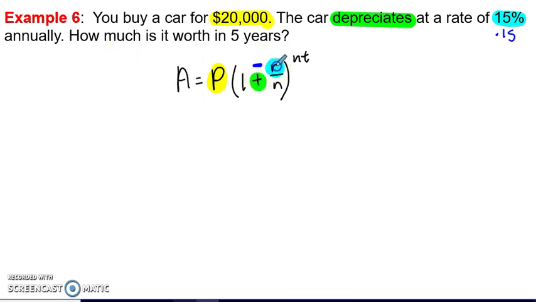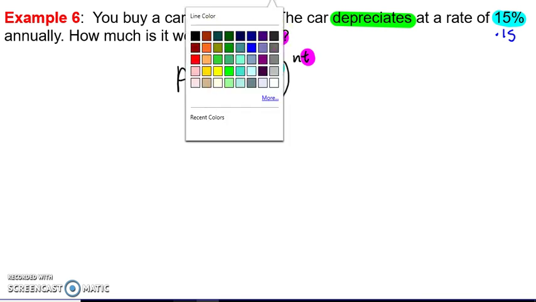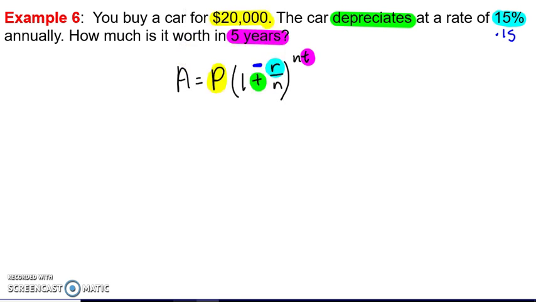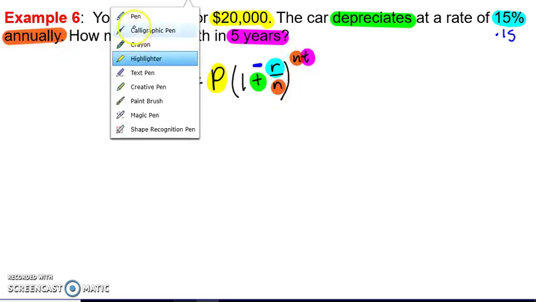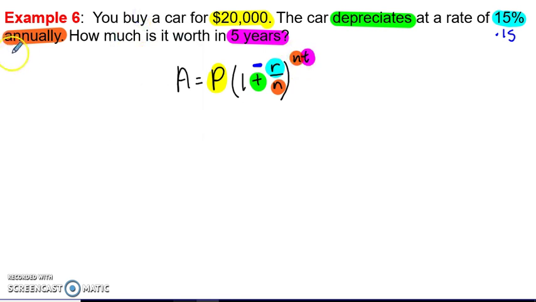I'll highlight this rate. Then the information for my time, which I'll highlight in purple, is 5 years. The last thing we need to look at is what our actual N value is. N comes from the value being annually. If something is changing annually, that means it's changing over each year, so it goes by yearly. So N is going to equal 1. Annually just means every year it changes.